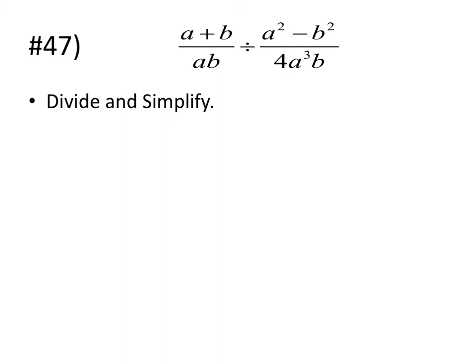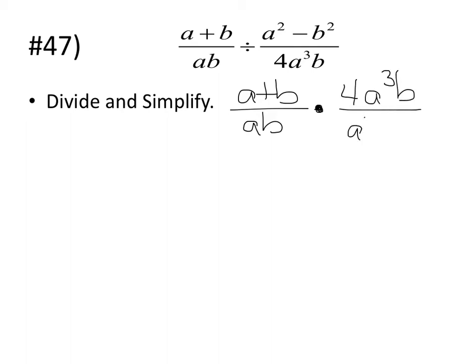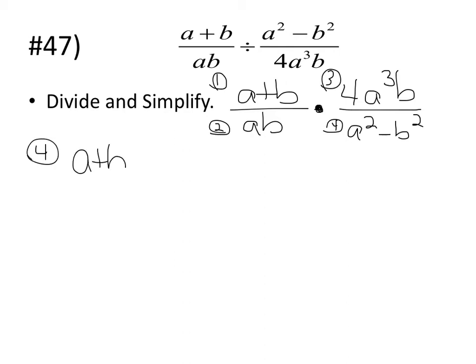Alright. So again, it's a division problem, so let's go ahead and rewrite it. So we've got a plus b over ab. Keep it, switch division to multiplication, flip it. Flip the last fraction over. Now let's number them. 1, 2, 3, 4. And let's see what we can do to factor. 1, 2, and 3 we can't do anything to, but 4 is difference of squares, so it ends up being a plus b times a minus b.